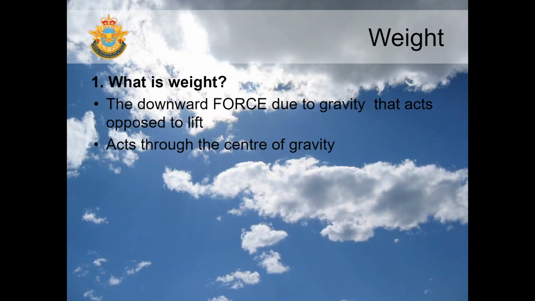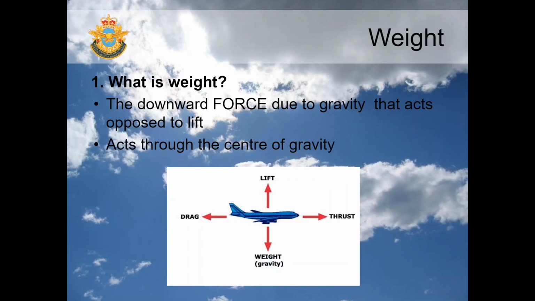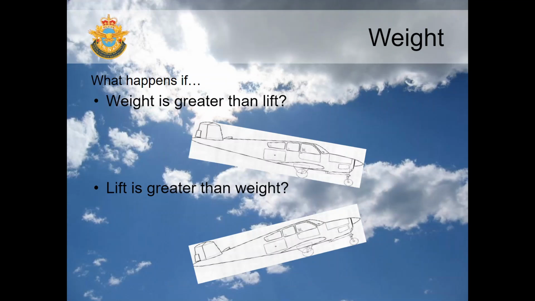So what is weight? Weight is a downward force due to gravity that acts opposed to lift. And this force acts through the center of gravity. What happens if weight is greater than lift? If weight is greater than lift, then the aircraft will descend. And vice versa, if lift is greater than weight, then the aircraft will ascend.